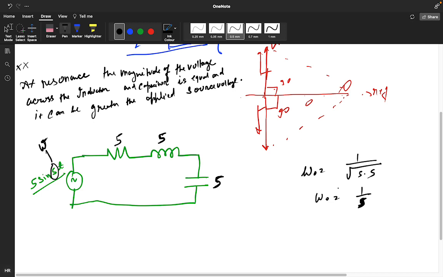So if omega naught is coming as 1 upon 5, this is your resonance frequency. So what is the magnitude of this? This is 5, which in terms of RMS is 5 by root 2 at an angle of 0 degree. So this is your applied voltage.